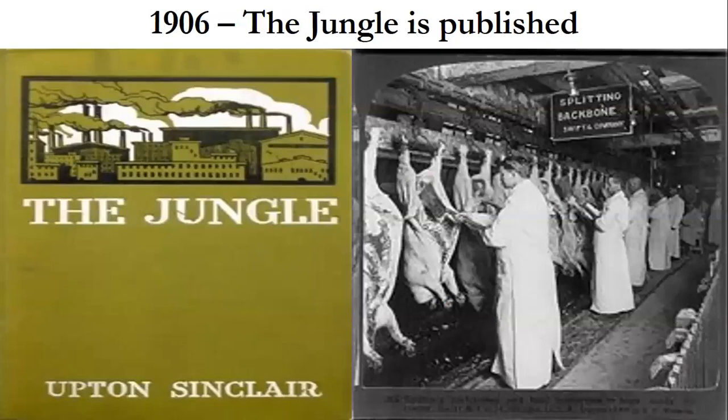1906, The Jungle is published. This is back to the progressive era. So this is why I like seeing these timelines, so you can kind of see that imperialism and the progressive era is running side by side with each other. The Jungle was to expose the meatpacking industry. Upton Sinclair was a muckraker.